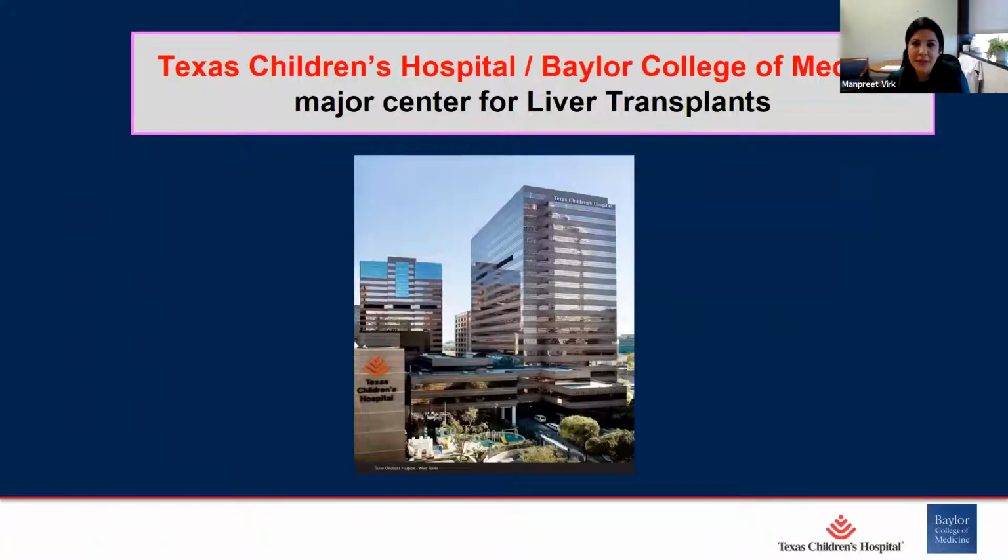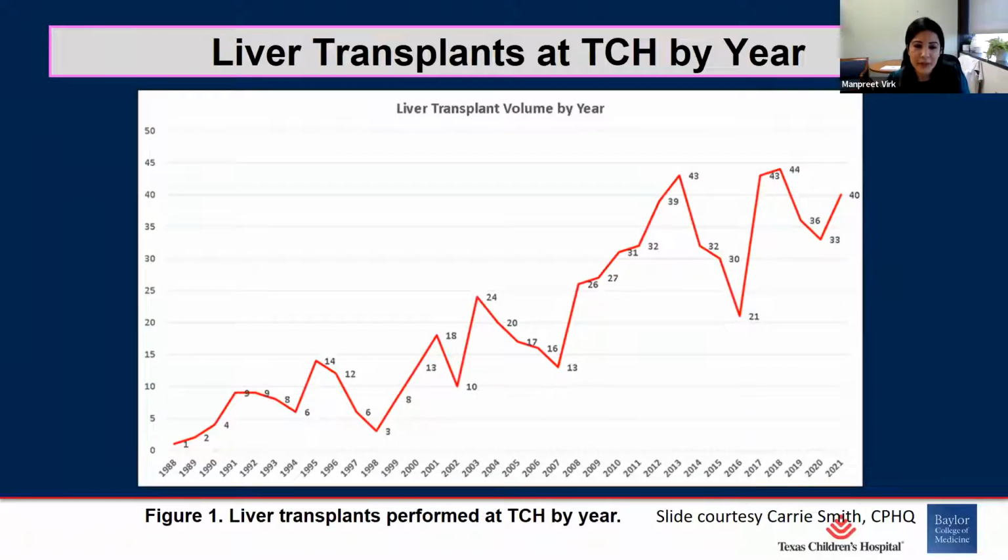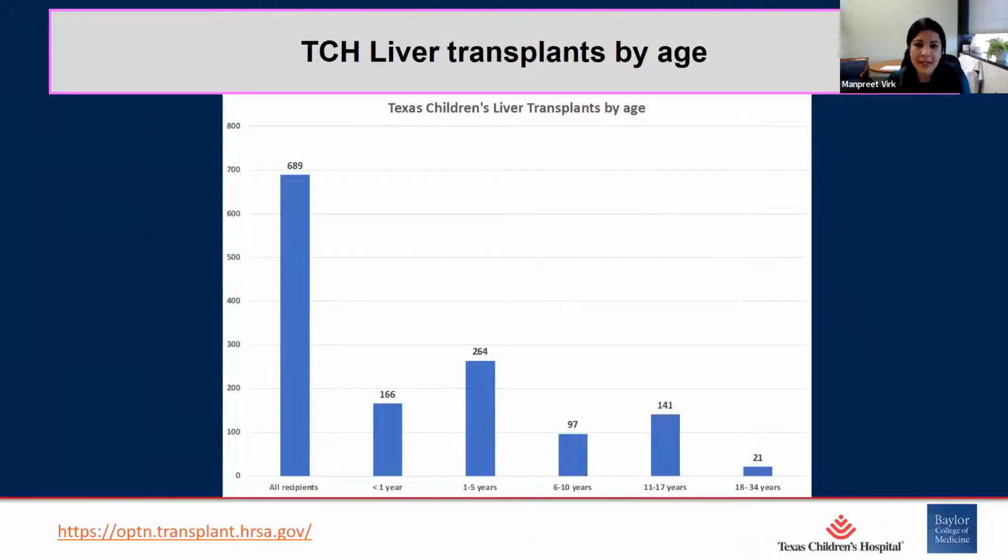This is our hospital. It's a major center for liver transplants in the country. This slide shows the growing number of liver transplants that we've done at Texas Children's Hospital since 1988, most recently 40 transplants in the last year, which is year 2021. This slide actually shows the total number of transplants we've done so far, which is 689 pediatric liver transplants, and then broken down by the age group done at our center here at TCH. 166 in less than 1 year of age, and 264 in the age group 1 to 5 years of age.